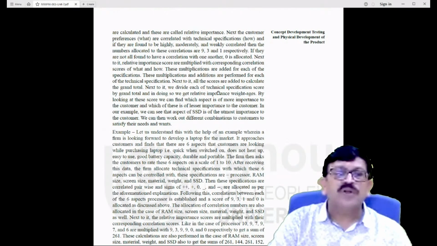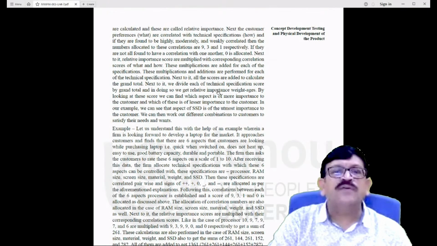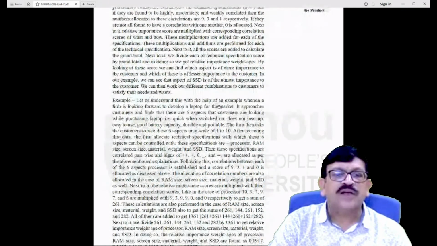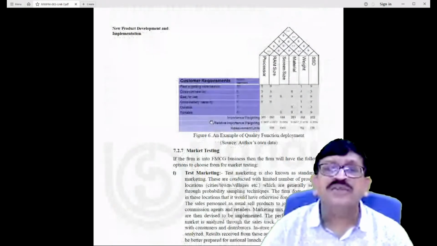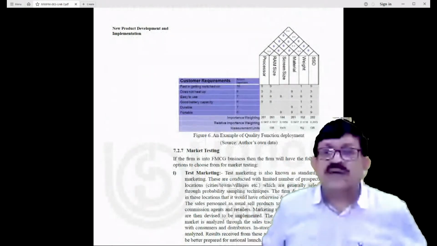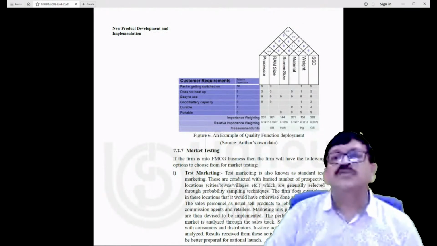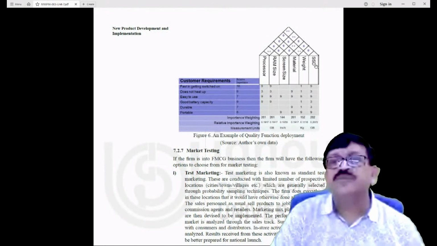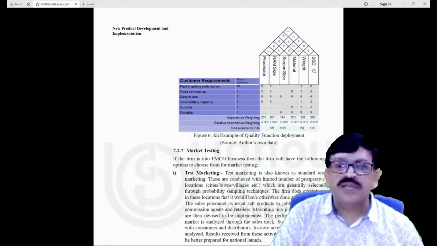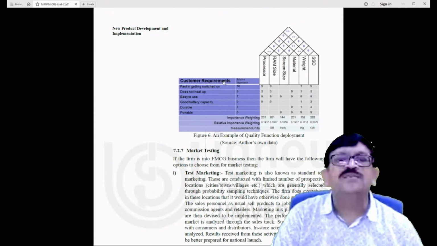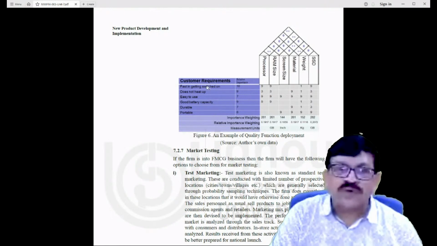So I'll give you an example to substantiate this particular thing. As you can see here, this is with respect to a laptop. What are the parameters that one would look into when a person is buying a laptop? So these are some of the technical specifications, and here the customer requires the what part. What are they looking for in their preferences?